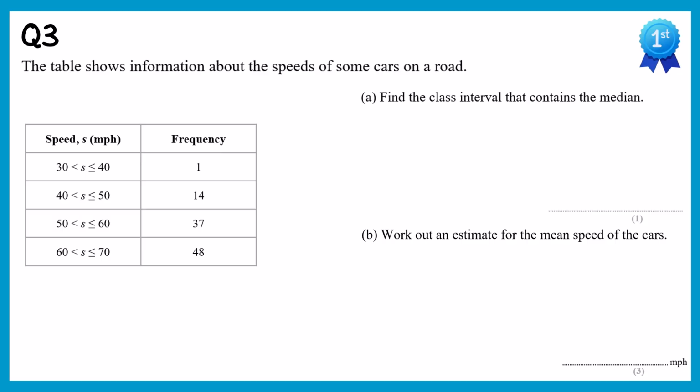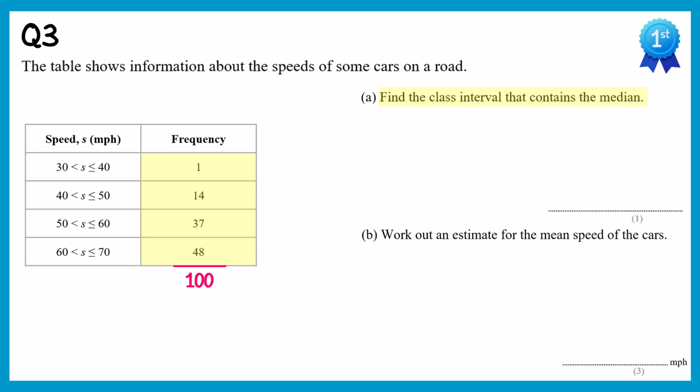For the first part of this question, we need to find the class interval that contains the median. The first thing we need to know for this is the total frequency. We can get that by adding up the frequency column here. If you add up all of these numbers, you get 100. So there are 100 cars represented in this table.